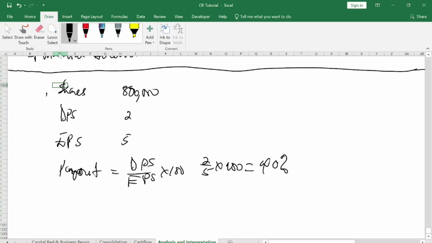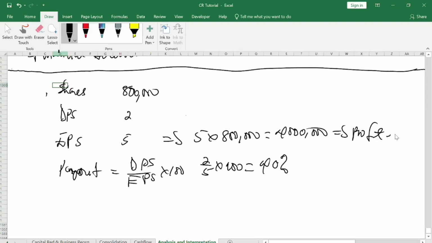And I'm saying that earning per share here means this: 5 multiplied by 800,000. What do you have here? 4 million. This is the profit after preference shares dividend, that is, profit minus preference shares dividend. And they divided this by 800,000, and that gave you this very 5. So that's the demonstration that I want you to know.